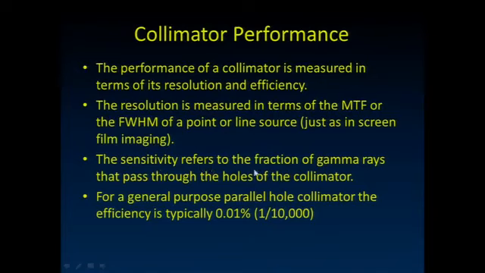The sensitivity refers to the fraction of gamma rays that pass through the holes of the collimator. In most general purpose collimators, less than 1 in 10,000 gamma rays that exit the patient actually make it through the holes of the collimator. So the same sort of inefficiency that we talked about with X-ray imaging, right? Where only 1 in 1,000 X-rays made it through the side of the patient. There's an awful lot of gamma rays here that we're actually not utilizing to make our image.